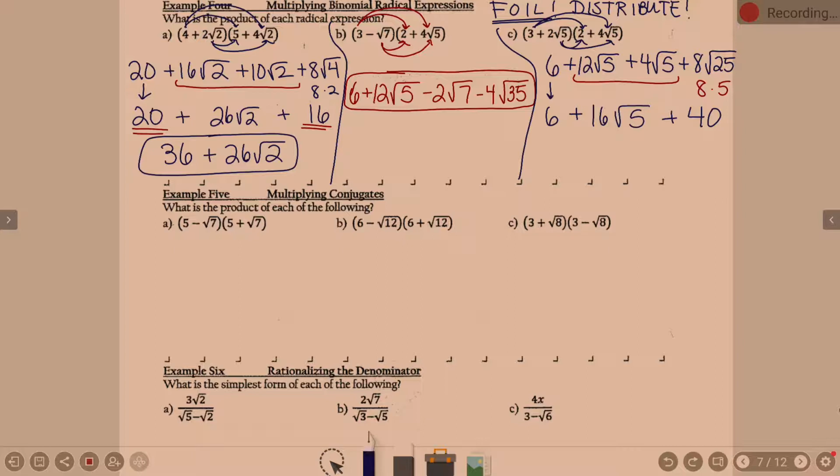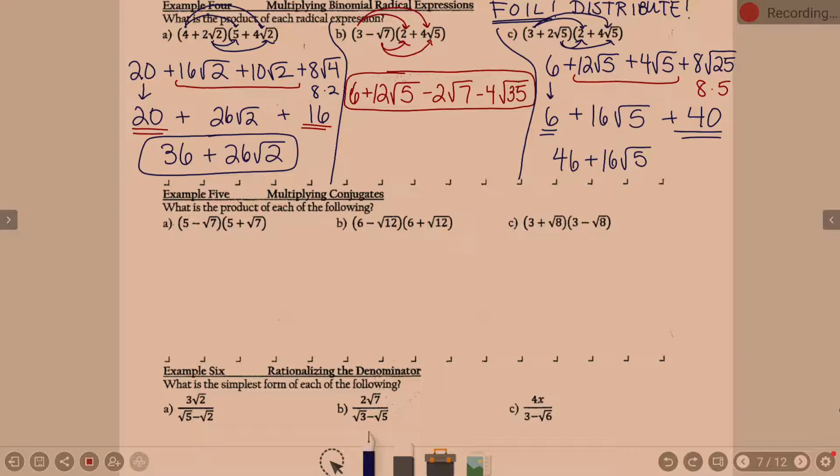Am I done? No. Clean it up, because now we have another cleanup, don't we? 6 plus 40 is 46 plus 16 square root of 5. What is 46 plus 16 square root of 5? 46 plus 16 square root of 5.